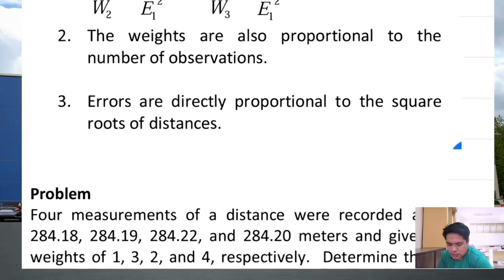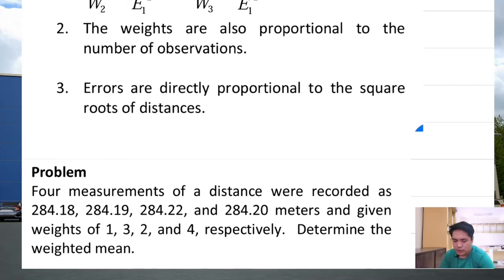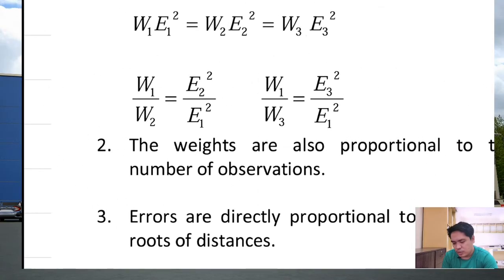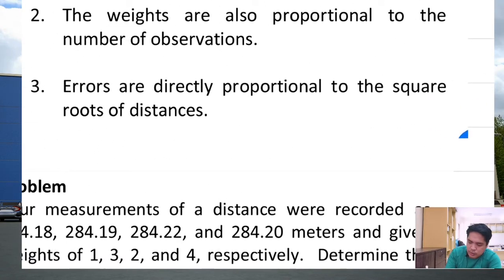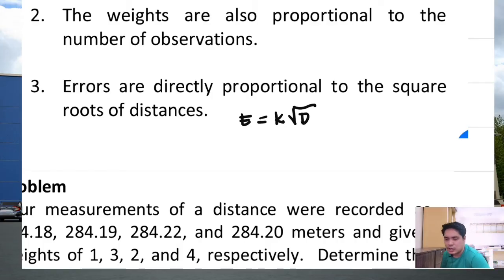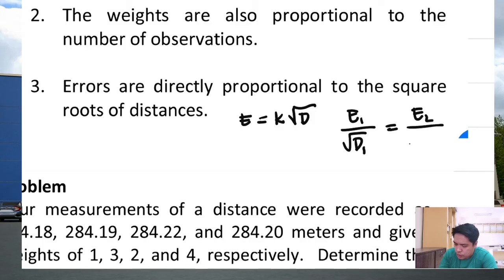Number 3, errors are directly proportional to the square roots of the distances. That is similar to weight, but this time it is error. So errors are directly proportional, so let's use a proportionality constant K, to the square root of the distances. Let's denote distance as D. Meaning we have E1 over the square root of D1 is the same as E2 over the square root of D2. We just move this to the other side, then equate all the E's.